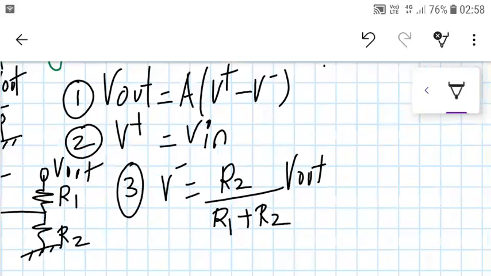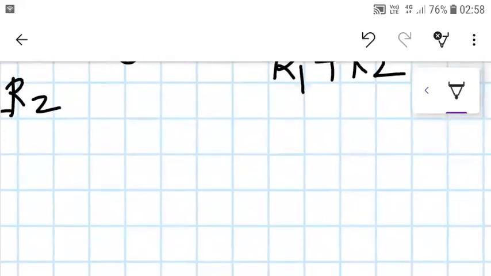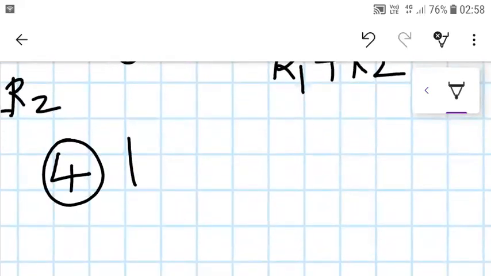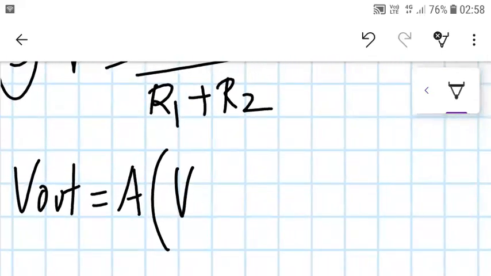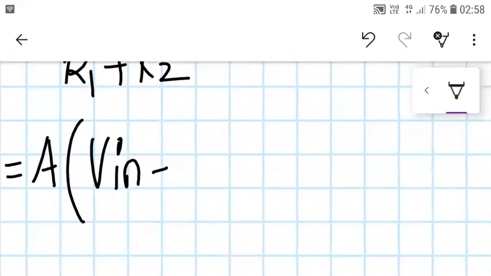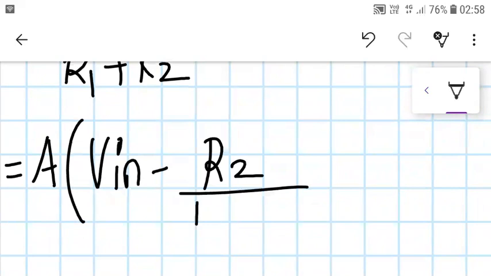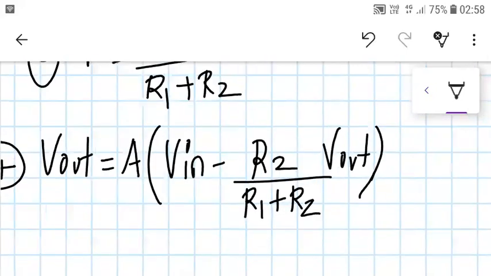Now we know the value of V plus and V minus. We can substitute in equation number 1. That is my step number 4. So V out is equal to A times, now what was V plus? V plus was V in. And what was V minus? V minus is R2 upon R1 plus R2 into V out. So that's what we will write: A times V in minus R2 upon R1 plus R2 into V out.